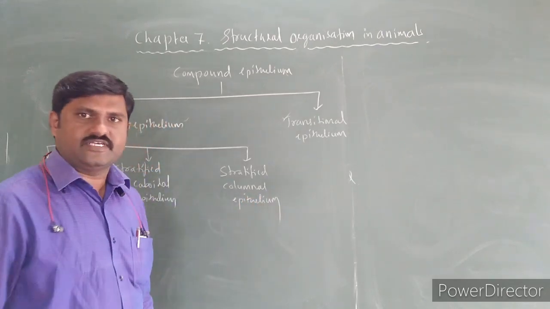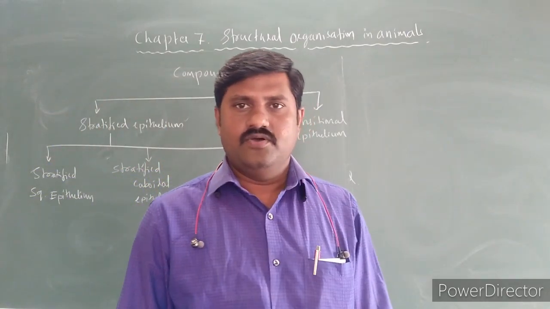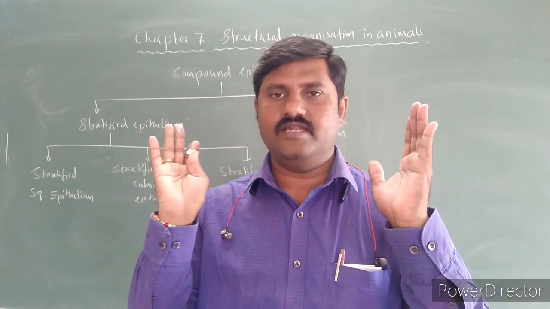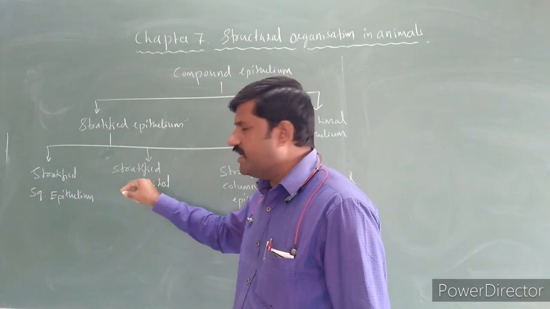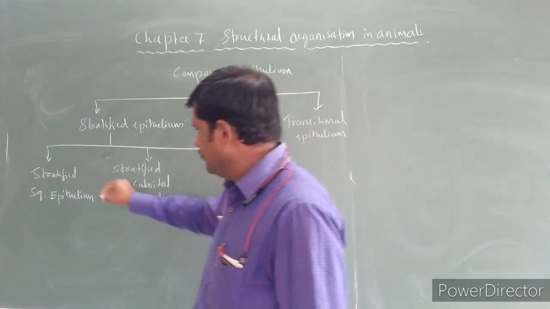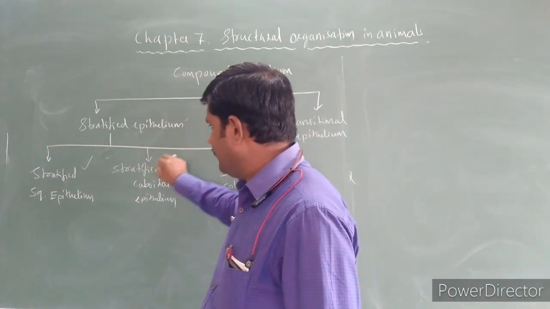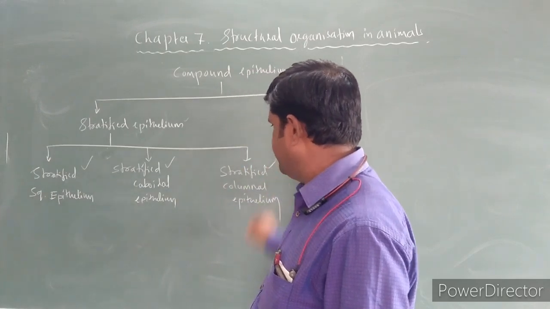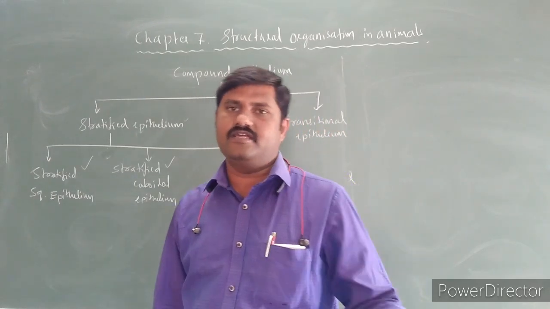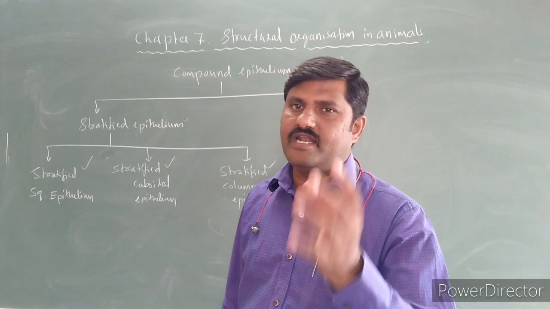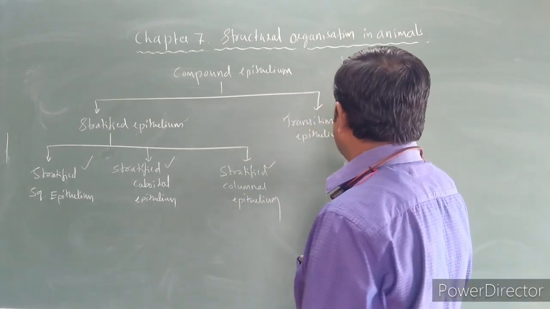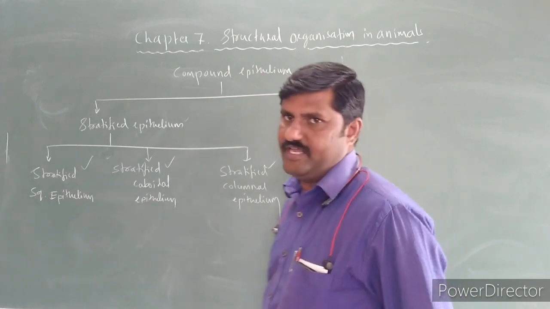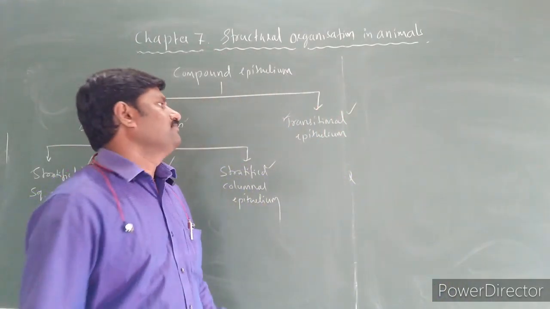Like this, based on the shape of the cells which make the upper layer, the tissues are said to be of different types: squamous, stratified squamous, stratified cuboidal, stratified columnar. So there are different types of them, but all are not mentioned in NCERT. So let us discuss here. Next one is transitional epithelium, which is a different one.